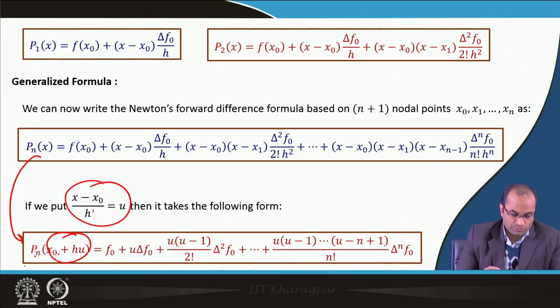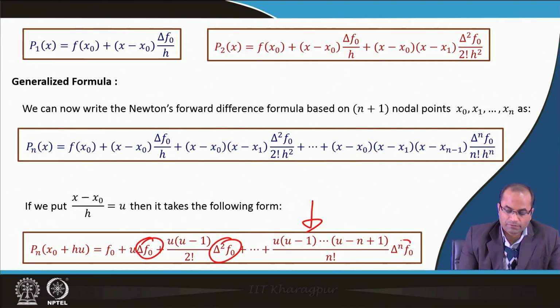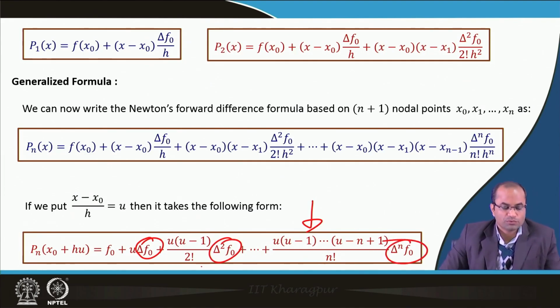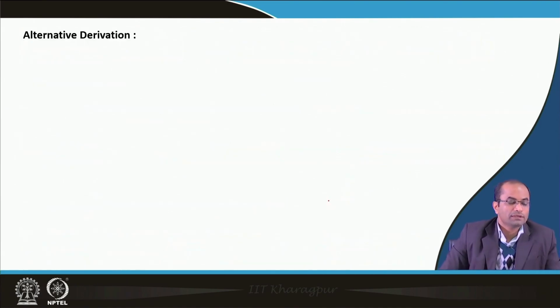So, x naught plus h u, and then we have this f naught, which is a short notation for f x naught, and then here x minus x naught is h u. So, h gets cancelled. So, we have basically only u and the operator. What we do see here is that in this case it is a little bit simplified. We can use this from the difference table, and the rest is just u minus 1, the h has disappeared from everywhere. And so, this is another way of rewriting this forward difference formula.